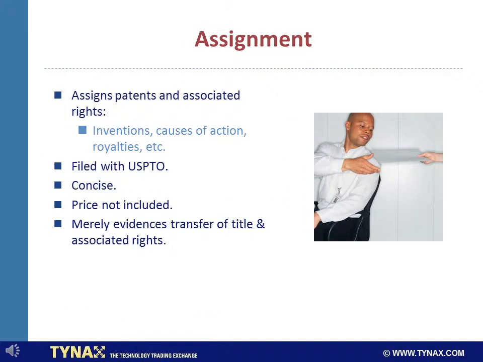The assignment is a document evidencing the transfer of the patents and associated rights from the seller to the buyer. It transfers the rights to the inventions, any causes of action, the rights to extract royalties from infringers, and other rights associated with the patents. The assignment, as it's filed with the USPTO, is on public record, generally does not include the price, and it's normally a concise document that merely evidences the transfer of title and the associated rights.